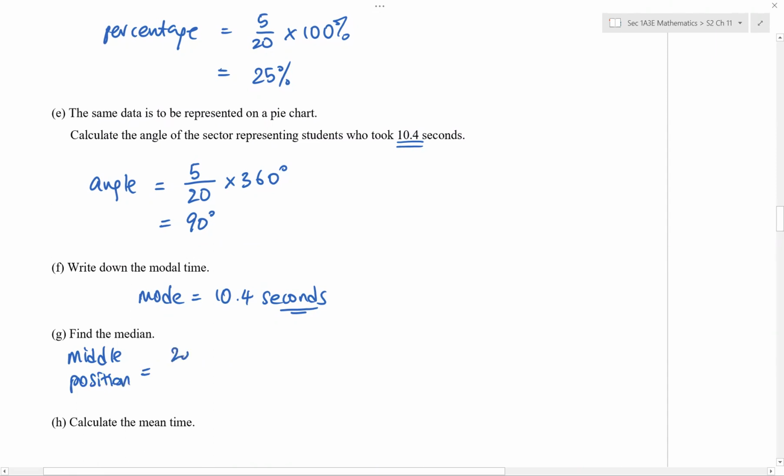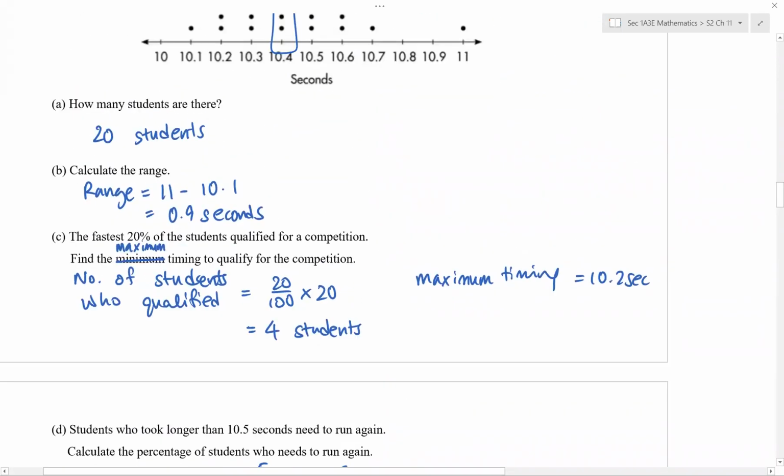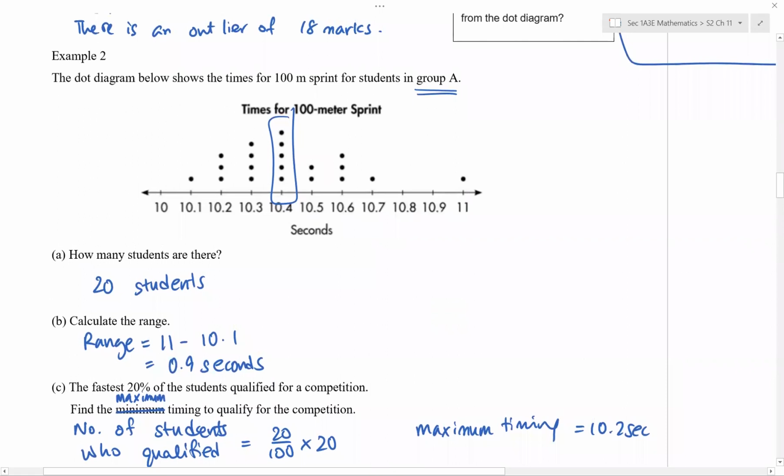So we have got 20 students. We add 1, divided by 2. So we have 10.5. The middle position is 10.5. We are looking for the average of the values at position number 10 and position number 11. So let us find the values at position number 10 and position number 11.